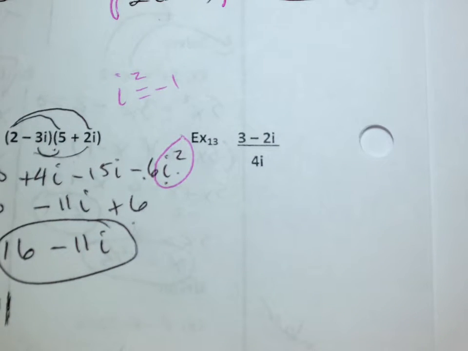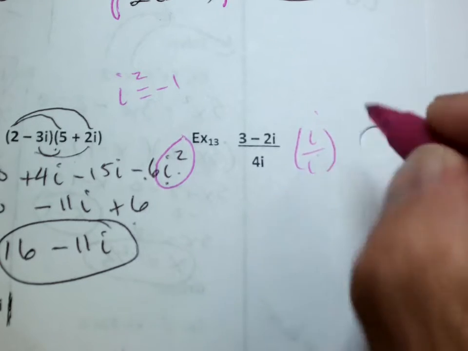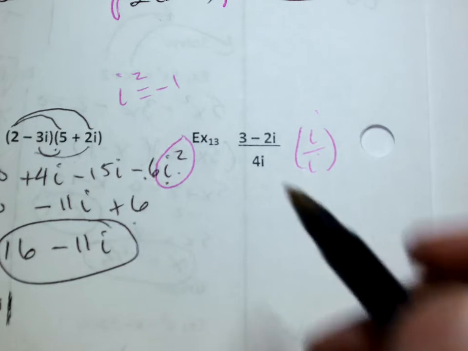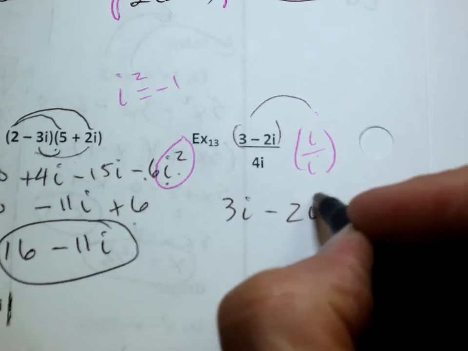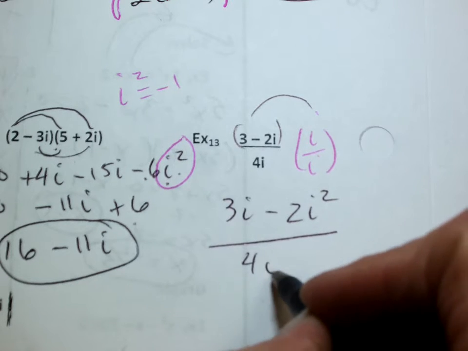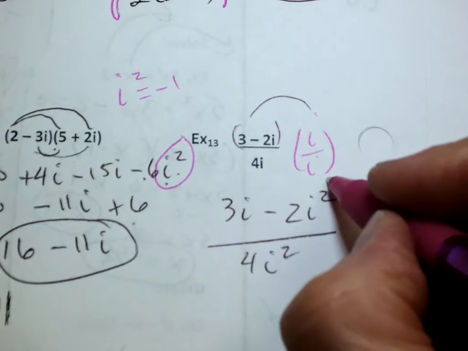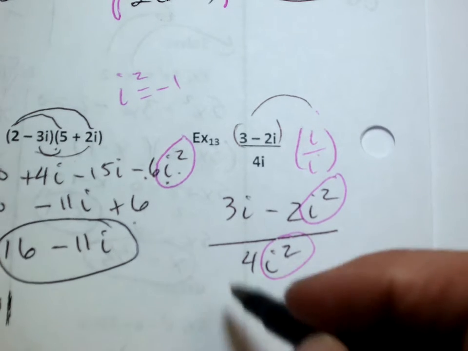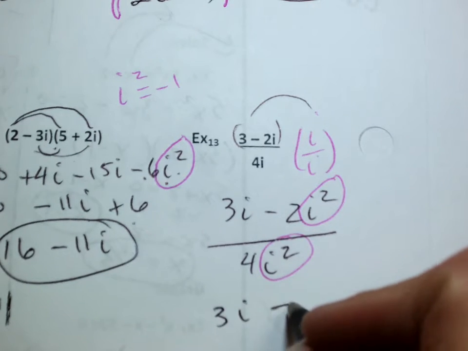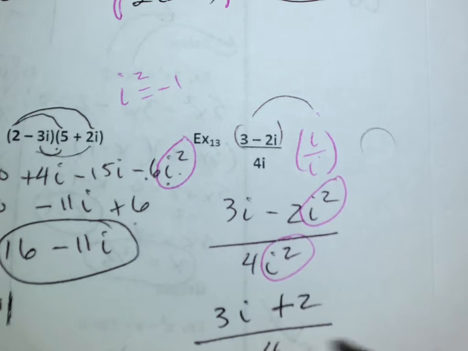You're not supposed to have i in the denominator. That's the bottom. So we fix the problem with the problem: multiply by i over i. I'm going to distribute, getting 3i minus 2i squared over 4i squared. Again, we change our i squareds into negative 1s. So 3i minus 2 times negative 1 is really plus 2. Negative 1 times 4 is a negative 4.